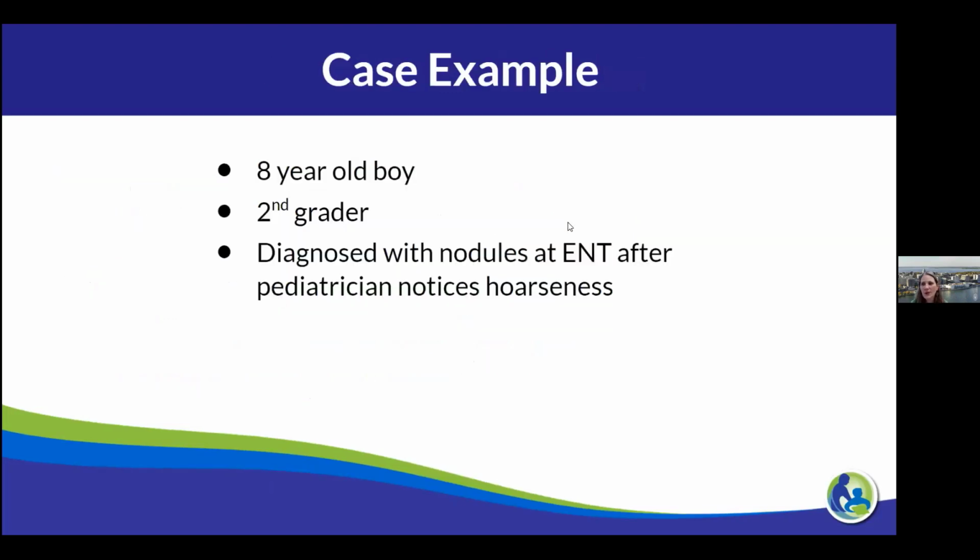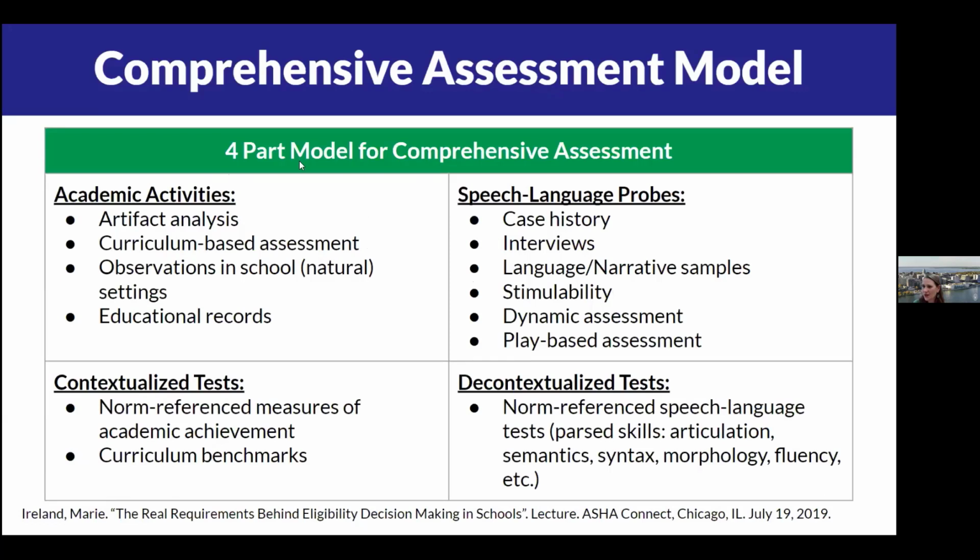Okay, so I'm using a hypothetical to talk about the different assessments and where they would fit in. Let's say we've got an 8-year-old second grader. In this perfect world scenario, we already know that he was diagnosed with nodules at the ENT after his pediatrician noticed hoarseness. He's in school and it's been brought to your attention, maybe by both the parents and the teacher. So how do we fit this into our comprehensive assessment?